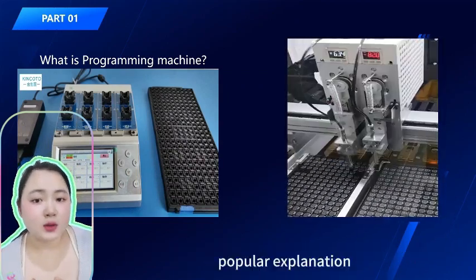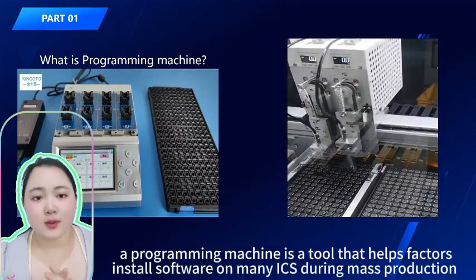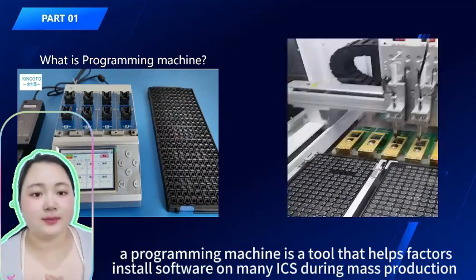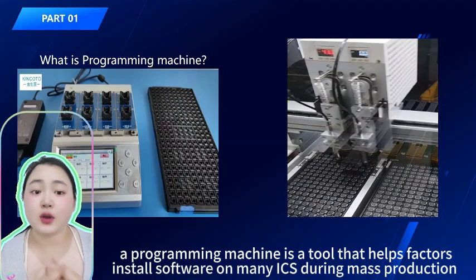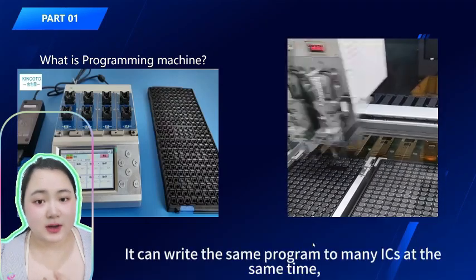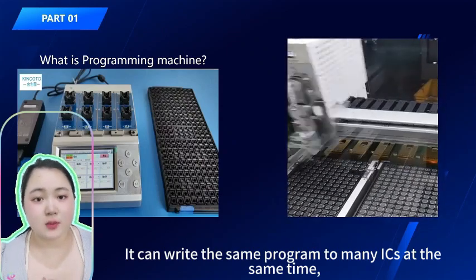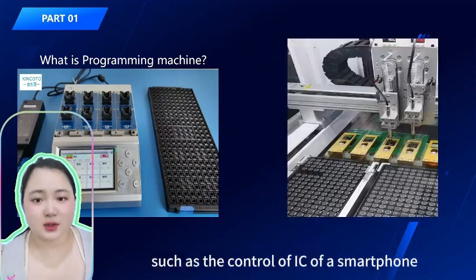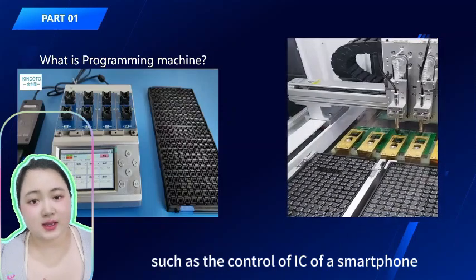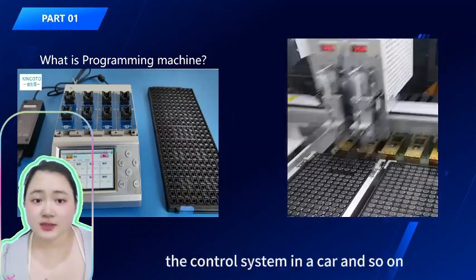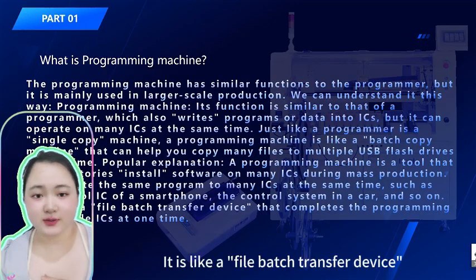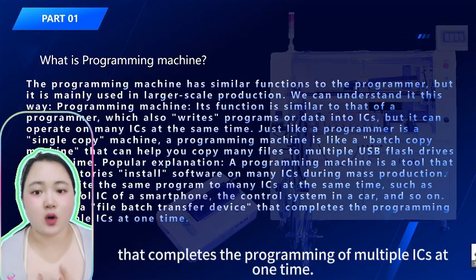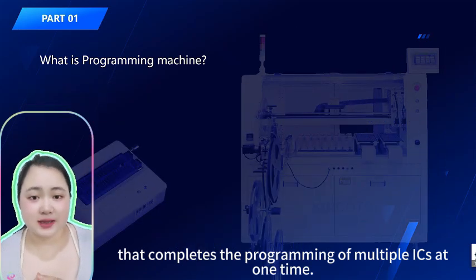In popular explanation, a programming machine is a tool that helps factories install software on many ICs during mass production. It can write the same programs to many ICs at the same time, such as the control IC of a smartphone, the control system in a car, and so on. It is like a file batch transfer that completes the programming of multiple ICs at one time.